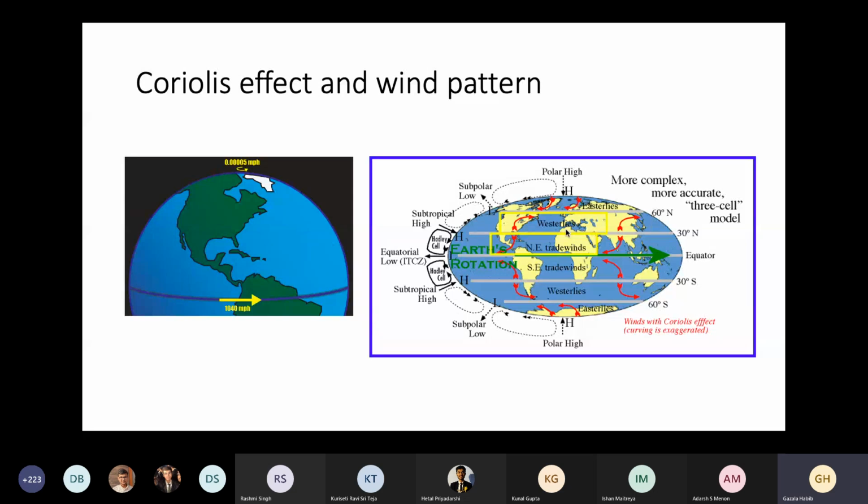Yes, ma'am. What is the wind direction during the winter in India? Just now I told you. Northeast to south. Yes, from the northeast direction. But in the post monsoon season, it is from the northwest direction.